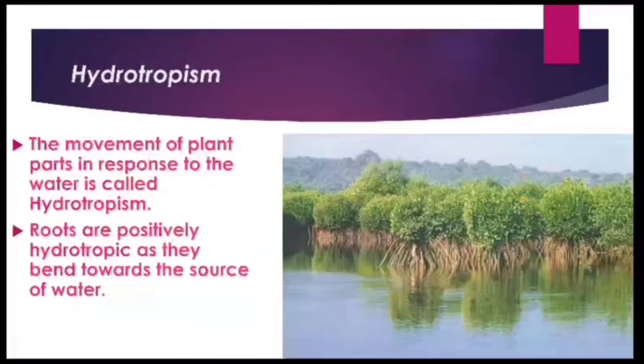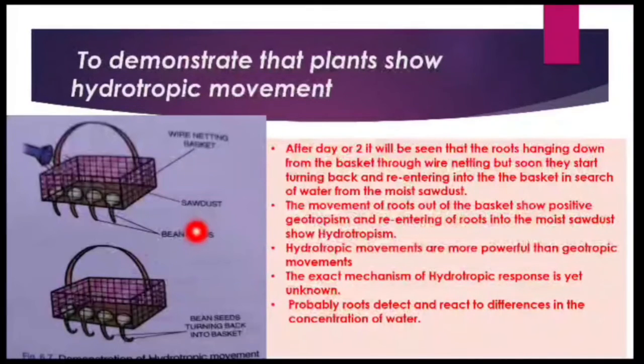Next is hydrotropism. The movement of plant parts in response to water is called hydrotropism. Roots are positively hydrotropic as they bend towards the source of water. Now here is an experiment to demonstrate that plants show hydrotropic movements. For this, take a small wire netting basket and fill it with a layer of moist sawdust. Place some bean seeds on it and allow them to germinate. Leave it undisturbed for a day or two.